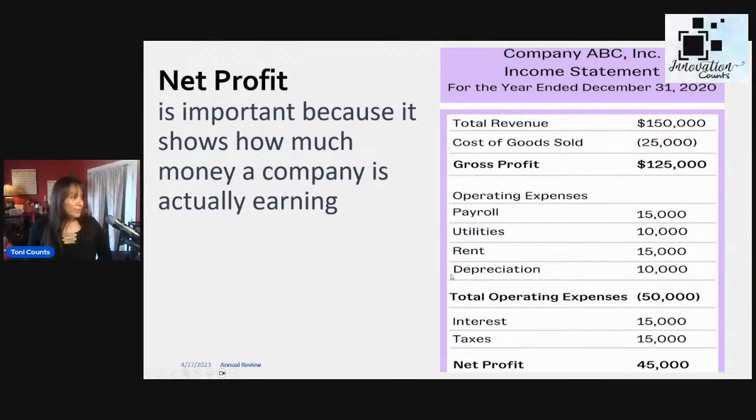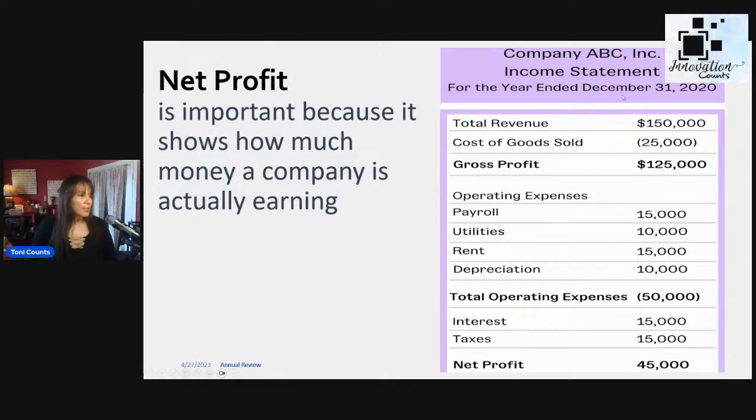All right, so net profit is important because it shows how much money a company is actually earning. I talk to a lot of business owners throughout the week, and a lot of them operate off of their bank balance. That's not a really good way to operate your business. What that means is they'll log into their online banking every morning and check the balance of their bank account. Whatever that balance says, that's what's giving them their free will to make decisions for their company. That is not a good way to operate your business. You have to know what your business is earning on a monthly, quarterly, and annual basis in order to properly measure the profitability of your business.